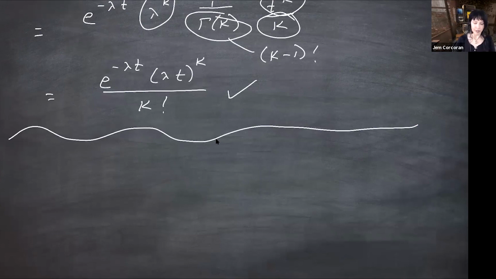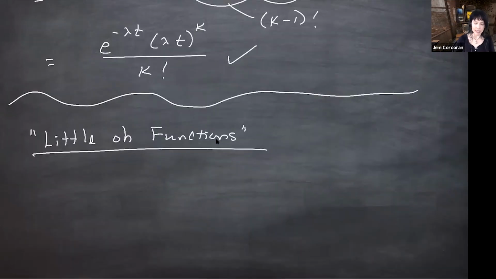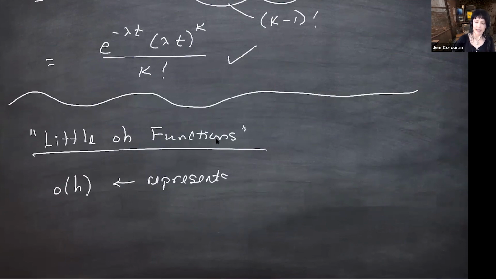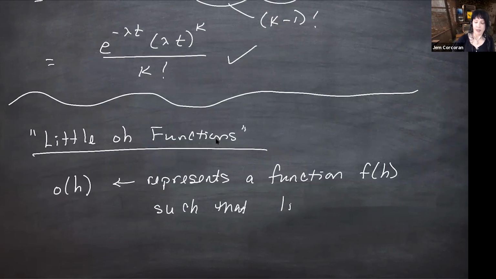So in our third definition, we're going to use little o functions. And so I'm going to be writing a little o of h. And this symbol represents a function f of h or g of h or whatever you want to call it, such that the limit as h goes down to 0 of f of h over h is 0.